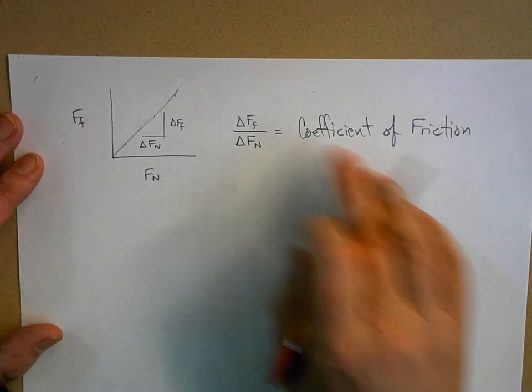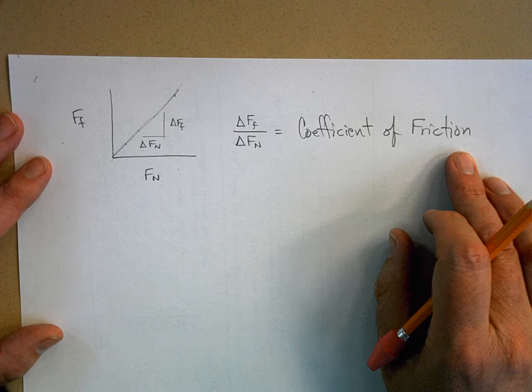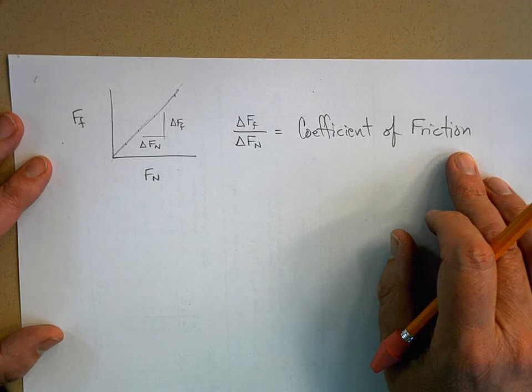We have a symbol for this, a variable that we use to represent the coefficient of friction.